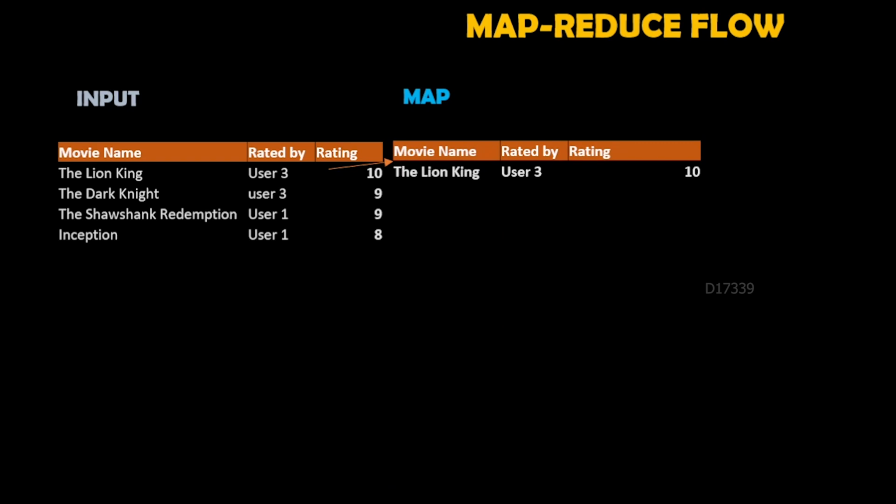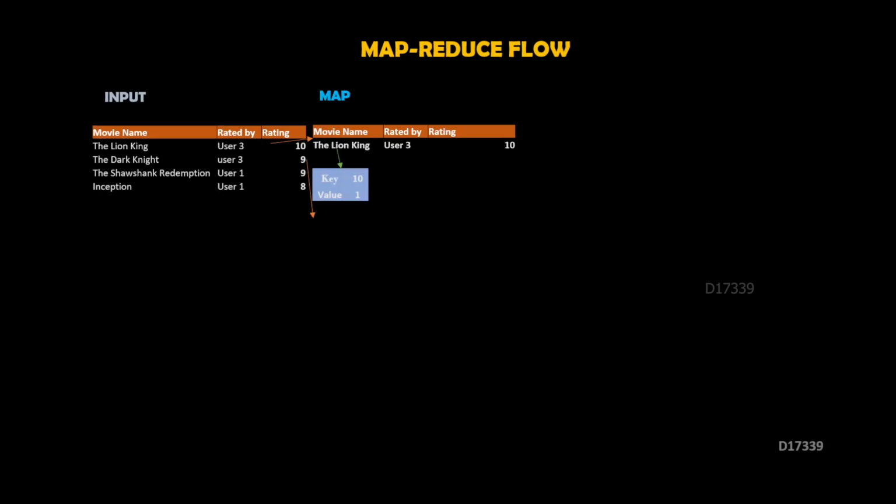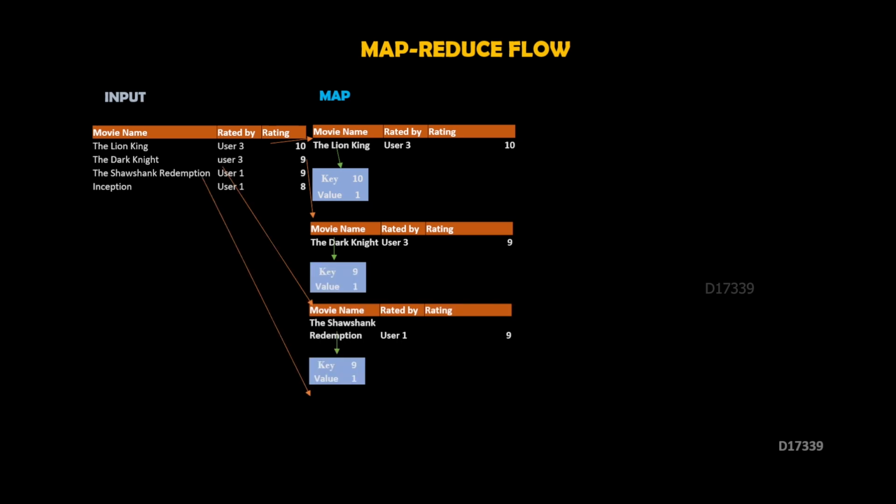Here I'm going to write key value pairs where the key is going to be the rating, and the value is going to be 1, where I'm going to default the value as 1 always. If you clearly notice, the rating of this movie has been set as the key, and the value I have defaulted to 1. In the same way, I'm going to perform it for all the remaining records. And if you notice, I have keys with 10, and also 9, and also one key with 8. So this is the output from my map stage.